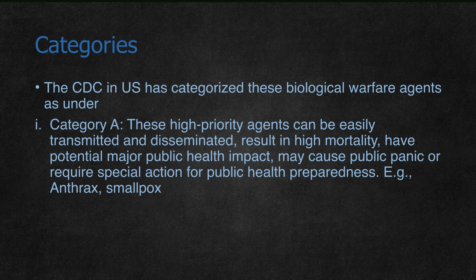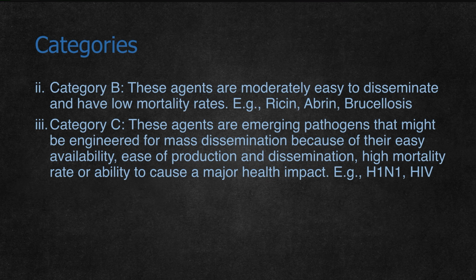Category A: these are high priority agents, can be easily transmitted and disseminated, result in high mortality, have potential major public health impact, and may cause public panic or require special action for public health preparedness, like anthrax and smallpox, which can cause panic in the community. Next is category B. These agents are moderately easy to disseminate and have low mortality rates, like ricin, abrin, brucellosis.